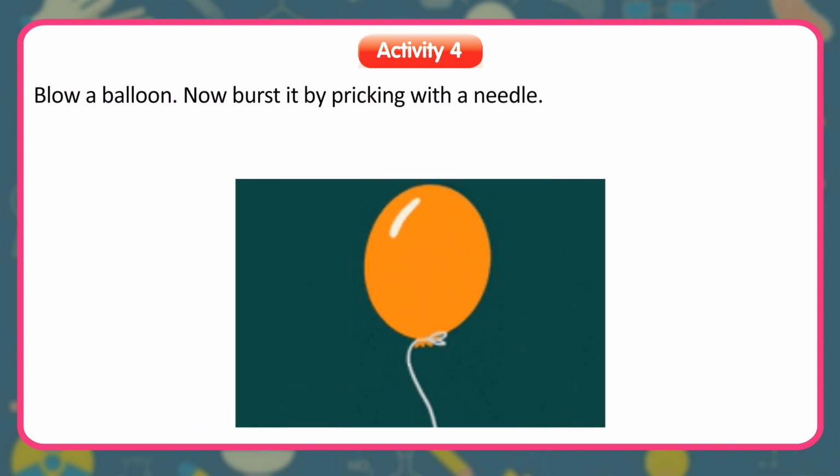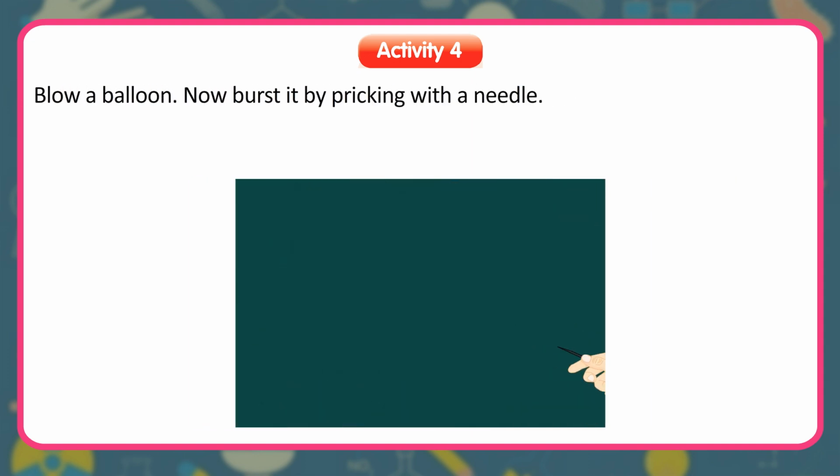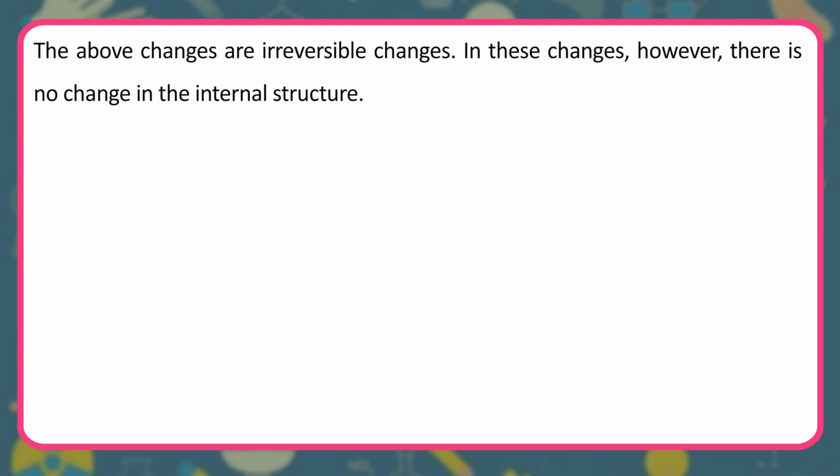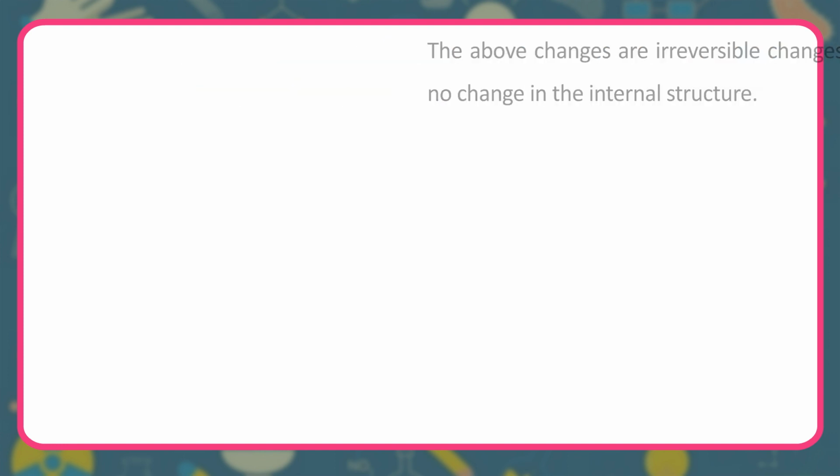Activity. Blow a balloon. Now burst it by pricking with a needle. Activity. Take a pencil and a sharpener. Now as you sharpen the pencil, it becomes smaller in size. The above changes are irreversible changes. In these changes, however, there is no change in the internal structure.